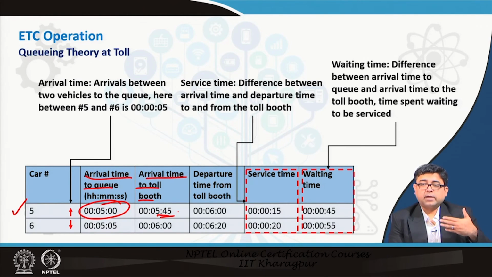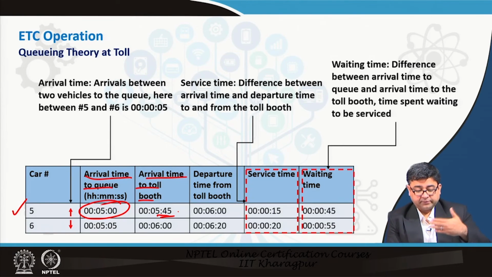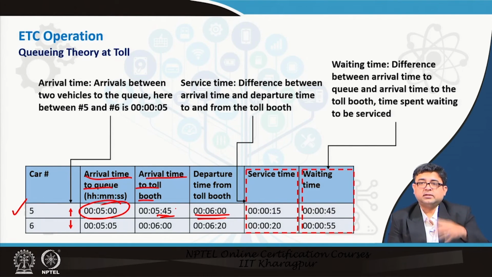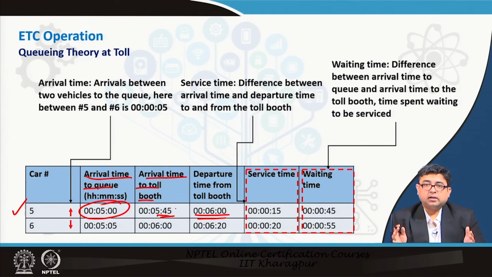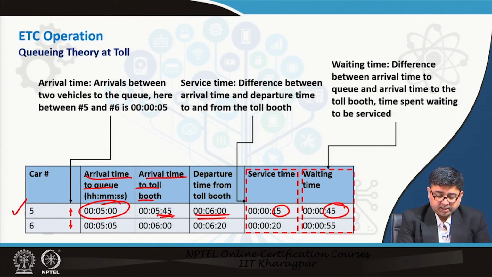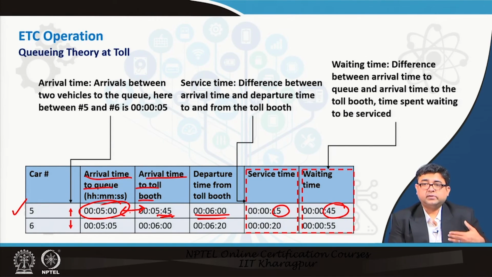So, the car was in the queue for 45 seconds, and at 5 minutes 45 seconds it arrived at the toll booth, and it departed from the toll booth at 6 minutes. In 15 seconds it was served, whatever toll he or she had to pay, they have paid, and at the 6th minute they left the toll booth. So, their service time essentially was 15 seconds, and their waiting time was 45 seconds, because it took the car 45 seconds to reach the toll booth from the back of the queue.